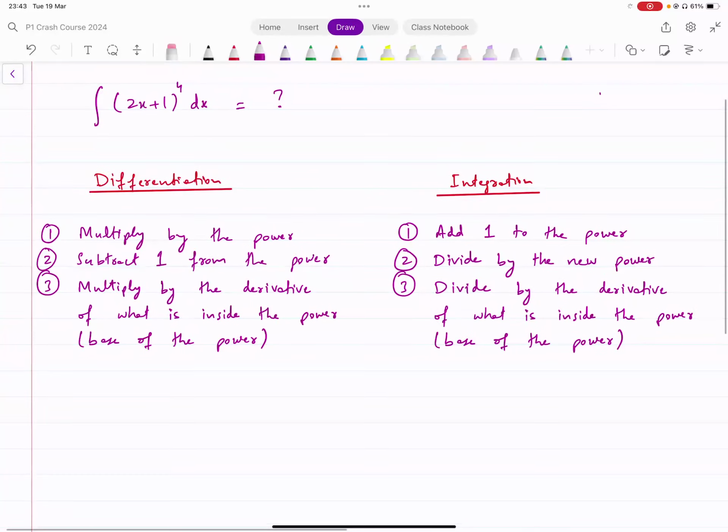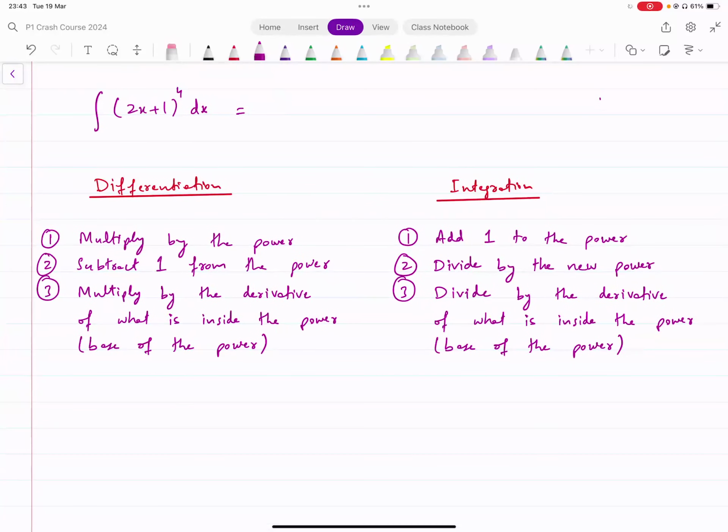Now let's try doing that here to this integral. Add 1 to the power. What does that become? That becomes 2x plus 1 whole raised to the power 4 plus 1. What's that? 5. Divide by that new power. Divide by 5. Also divide by the derivative of what is inside the power. What's the derivative of 2x plus 1? The derivative of 2x plus 1 is 2. So we also divide by 2. And this simplifies to 2x plus 1 whole raised to the power 5 divided by 10. That's the integral that we get from this. Make sense?